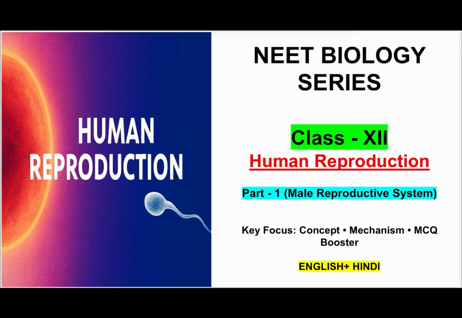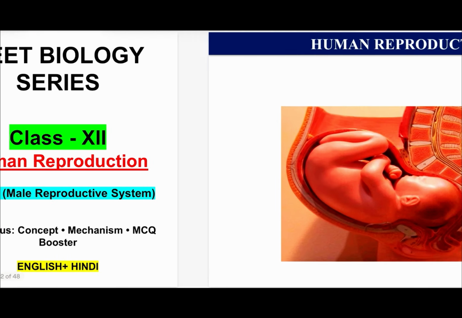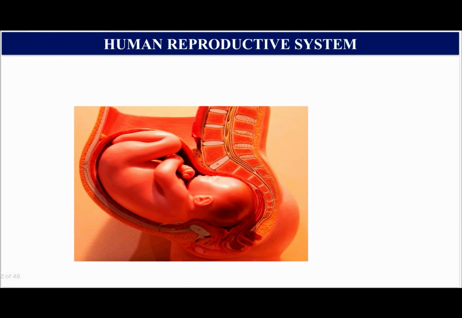Today we will start the NEET biology series. We will do the human reproduction chapter from class 12. Today we will do the first part, that is the male reproductive system. So we will learn in this topic the human reproductive system. This chapter is very important, as many questions have come in NEET in previous years.